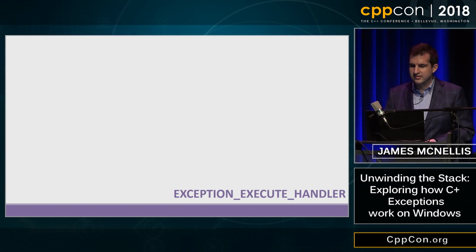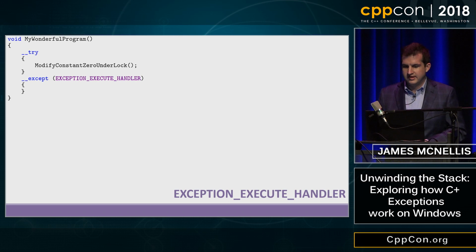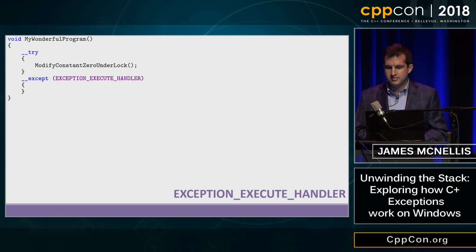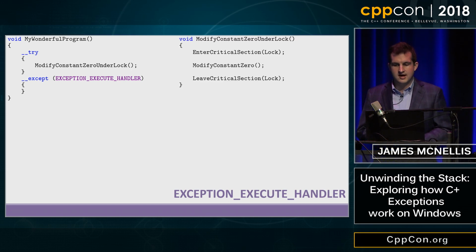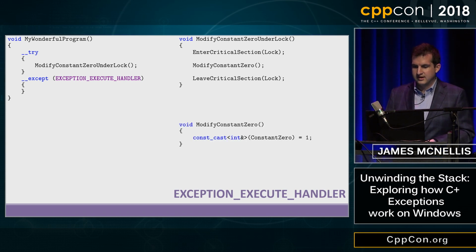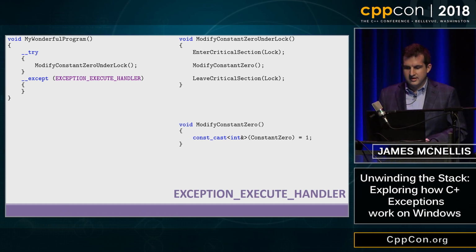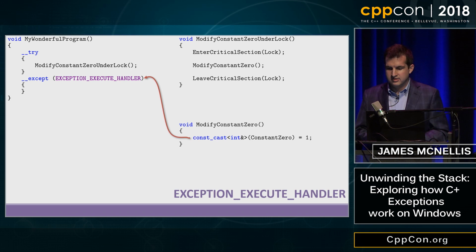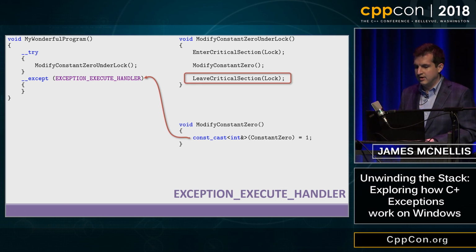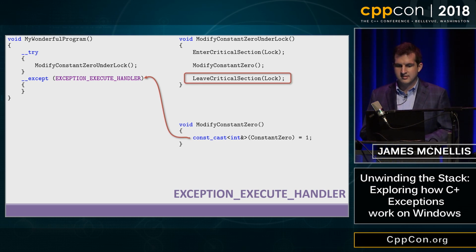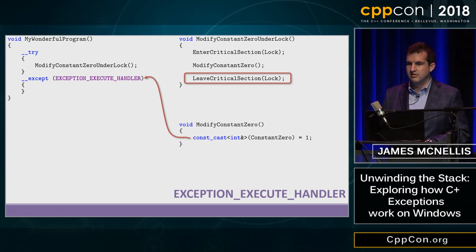So unwinding can have some interesting results. For example, let's consider a slightly different program. Here we have a similar try except statement, and in the try we call modify constant 0 under lock. This function acquires a lock, then calls modify constant 0, and will release the lock when that function returns. Modify constant 0, however, will attempt the modification, and it will fail. So we handle the exception here, causing the stack to be unwound, and causing execution to resume inside of our except clause. The problem here is that when the stack is unwound, we never actually release the lock that we acquired, because this leave critical section call gets skipped. It's after the modify constant 0 that did not return.